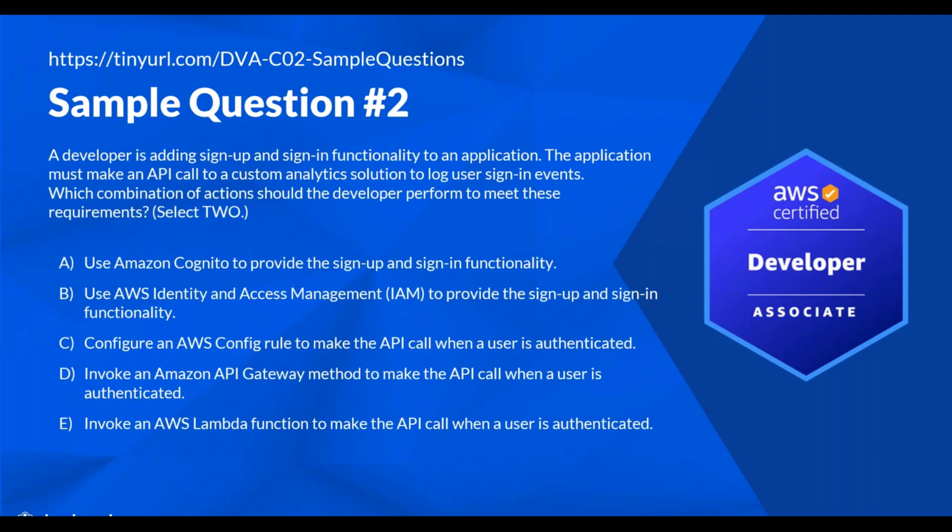Looking at sample question number 2, a developer is adding sign up and sign in functionality to an application. The application must make an API call to a custom analytics solution to log user sign in events. Which combination of actions should the developer perform to meet these requirements? So this is a multiple response question. It's telling us to select 2, and they will always tell you whether it's a select 2 or a select 3. But we have to choose 2 of these 5 options.